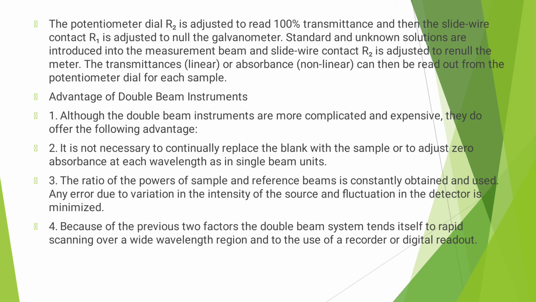What are the advantages of the double beam instrument over the single beam? Although double beam instruments are more complicated and expensive, they do offer the following advantages. It is not necessary to continually replace the blank with the sample or adjust zero absorbance at each wavelength as in a single beam unit. Here we do not have to adjust the transmittance to 100% every time, as done in the single beam apparatus.